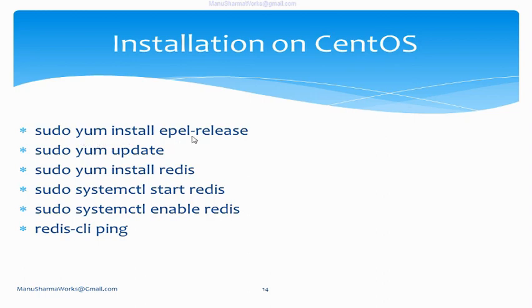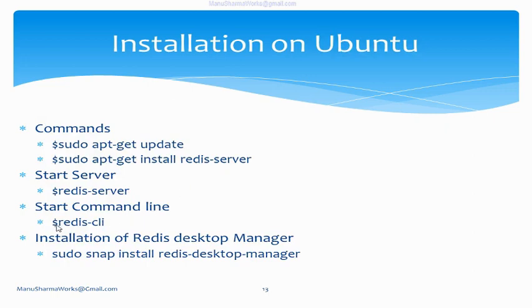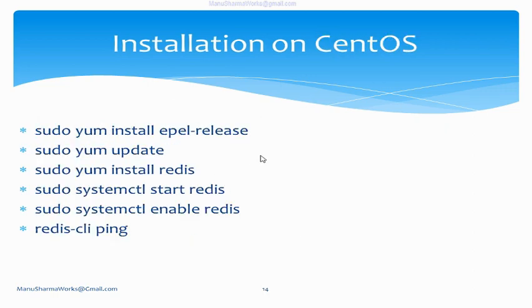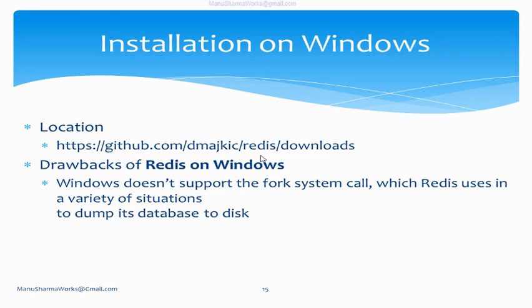So these are the commands: install the release, then install the server, then systemctl start redis, enable redis, and then ping is a command to check the connectivity. If you type ping in the Redis CLI and it returns PONG, it shows that it is working.